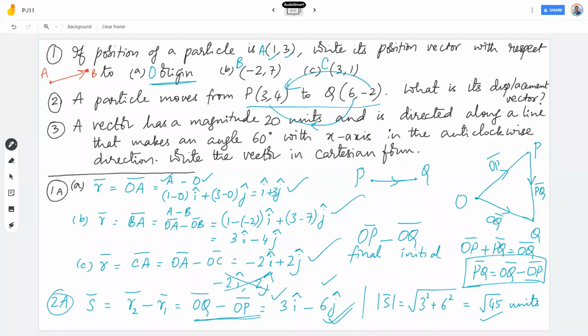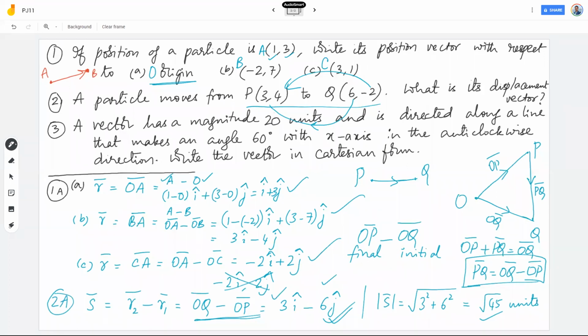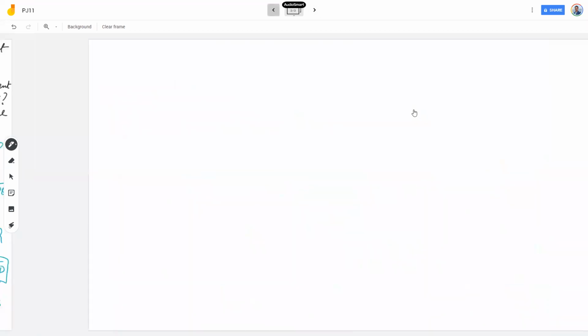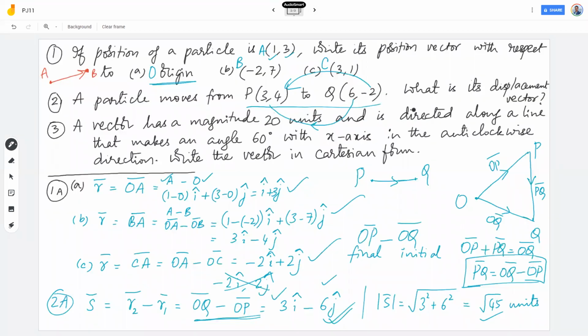Third question. Balamurugan, it's right. Oh, no, I don't think it's right. See, what is the third question? Read the question, okay? Third question: a vector has a magnitude 20 units and is directed along a line that makes an angle 60 degree with x-axis in the anti-clockwise direction. So this is the reference with x-axis. So start from there. Draw x-axis, okay?